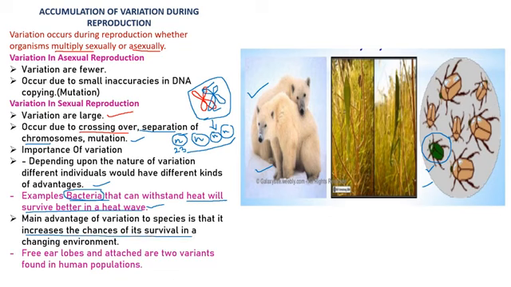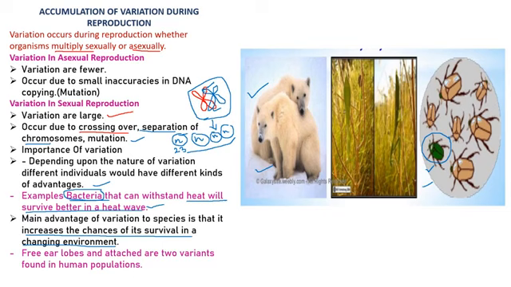So why is variation so important? Because it increases the chances of survival in a changing environment. We know that the environment doesn't remain the same. So you can see there are changes in the environment, and due to certain changes in the environment, the species which can survive due to the variation will be the benefited one.